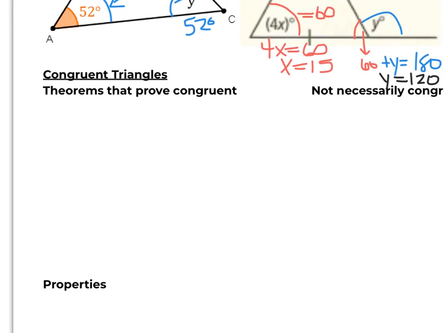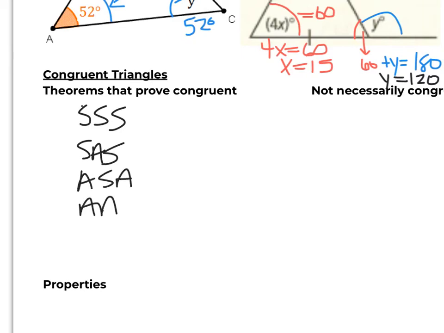After looking at things with those type of triangles, we looked at congruent triangles, and we had a few theorems that proved things were congruent. We had side, side, side; side, angle, side; angle, side, angle; angle, angle, side; and hypotenuse leg. Two things that didn't work were if I just don't have enough information, and then AAA and SSA. So these were not necessarily congruent. They could be congruent, but they're not necessarily congruent.